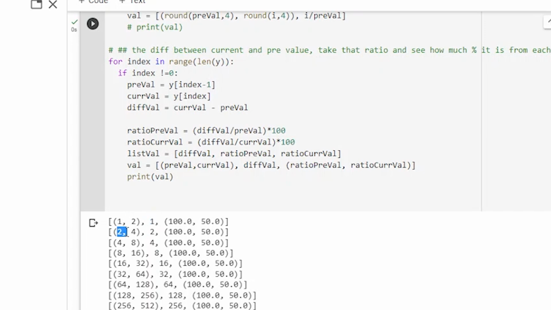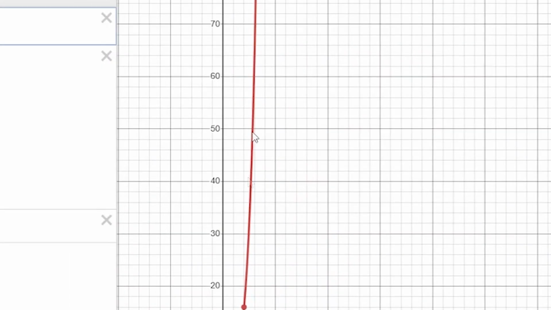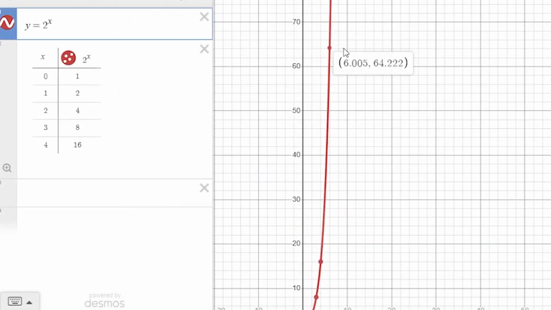How about the second two values of y? It is 2 and 4. The difference is 2. Once again, it is 100% of the first value, 50% of the second value. Wherever this function grows, the difference stays constant, it is not going to change. And why? Because my base is constant.